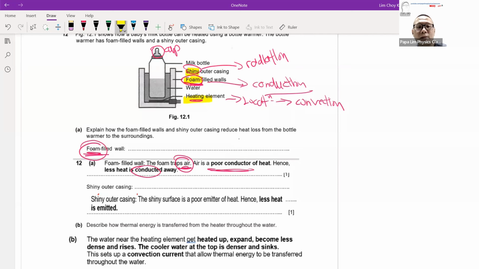Look, remember the tagging keyword. If I use conductor, I must use the word conducted away. Okay, conducted, conductor, conduct. So try not to use the word transfer or lose. This is what I mean by tagging keyword.